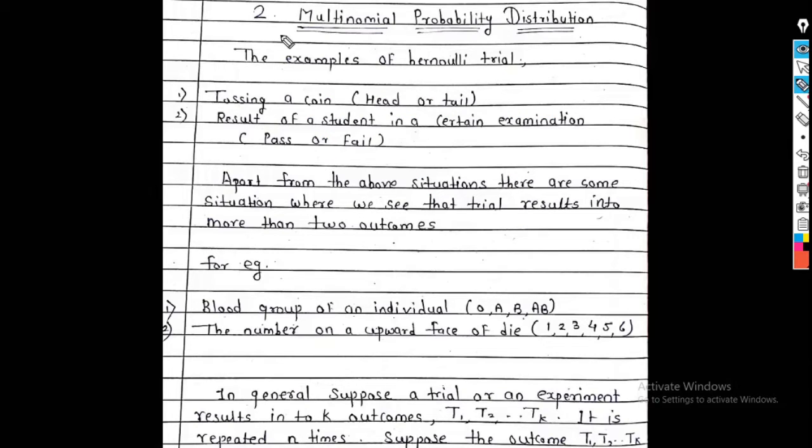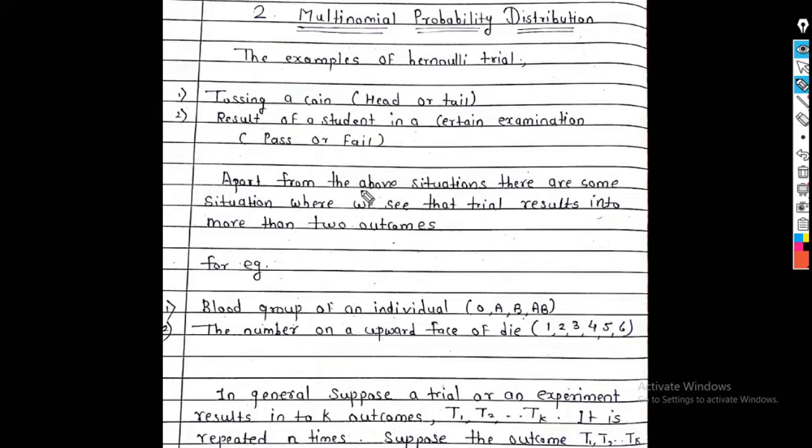Earlier, we have studied situations which are treated as Bernoulli trials, where a trial has two outcomes, and in this situation we use the binomial distribution as the probability model. Following are some examples of Bernoulli trials. First, tossing a coin. It has only two outcomes, head or tail. Result of a student in a certain examination. Again, the student either passes or fails. So these are some experiments which have only two outcomes.